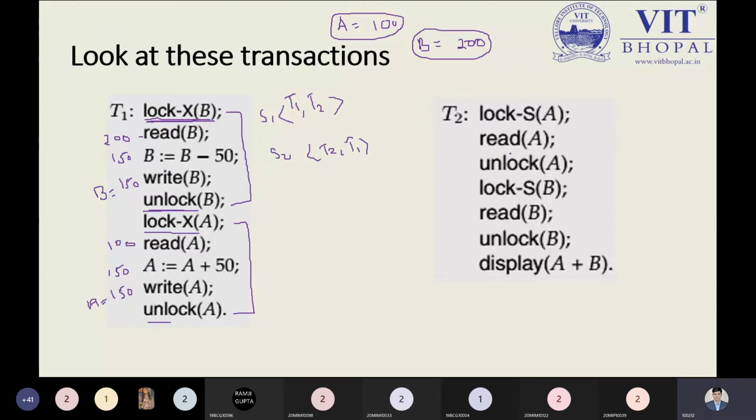So A was updated to 150, B was updated to 150 as well. So you can see these values, I'm just marking them with a circle. Next, what I have to do is move to transaction T2, just as the order I'm following. Execution of transaction T1 was completed successfully. Now let us move to transaction T2.